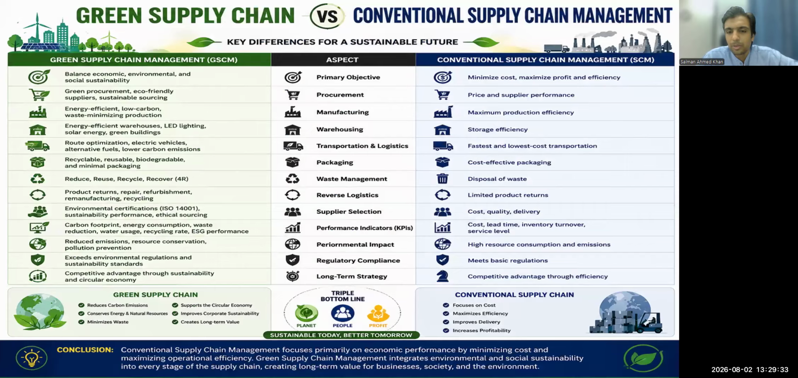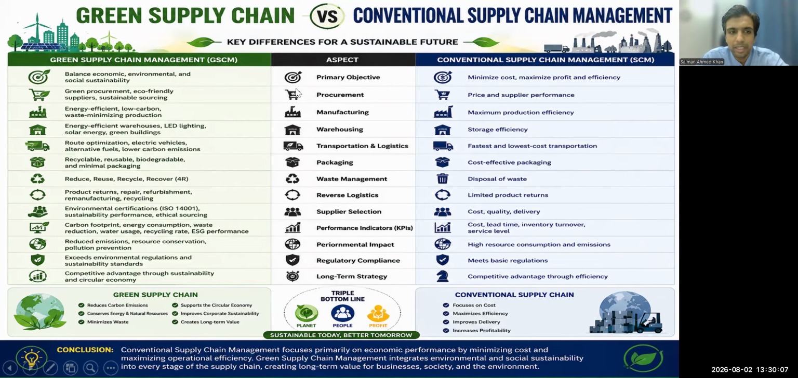Now, we are moving towards the conclusion. To conclude my presentation, my session, the basic difference between the green supply chain and conventional supply chain management, which I talked about earlier that I will talk about later, is that the primary objective of green supply chain management is to balance economic, environmental, and social sustainability. While the objective of conventional supply chain management is minimizing cost, maximizing the profit and the efficiency.